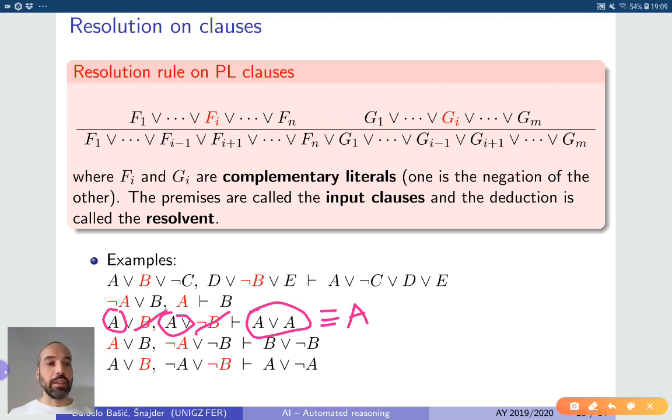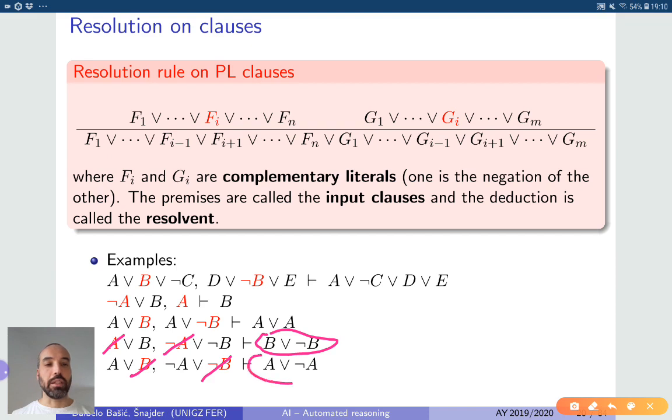And the last two examples, it's the same input for the last two examples. What they showcase here is that I can resolve or cancel the A literals here, or I can do this for the B literals here. So in case I have options, if there is more than a single pair of complementary literals, then I can do different derivations, different deductions. In the first case, I end up with B or not B, and in the second case, I end up with A or not A.